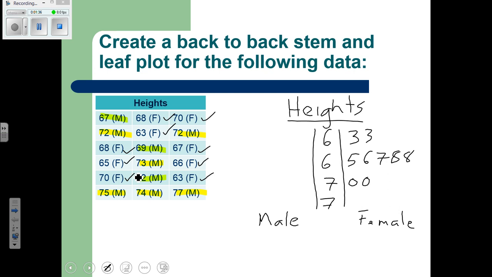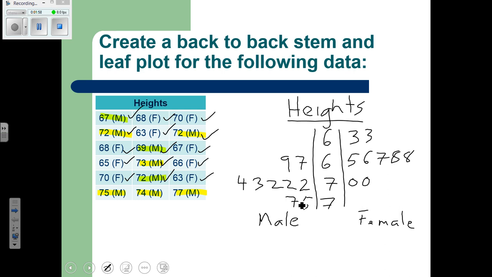And for the males, the shortest male appears to be 67. And we have a 69-inch male, and then we'll jump up to 72. We have 3 males that are 72. 1 male is 73. 1 was 74, and then we had 75, 77.